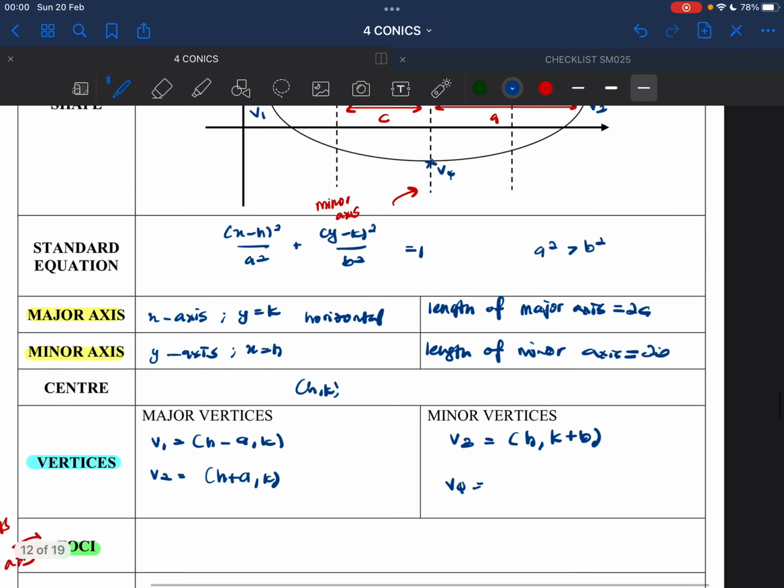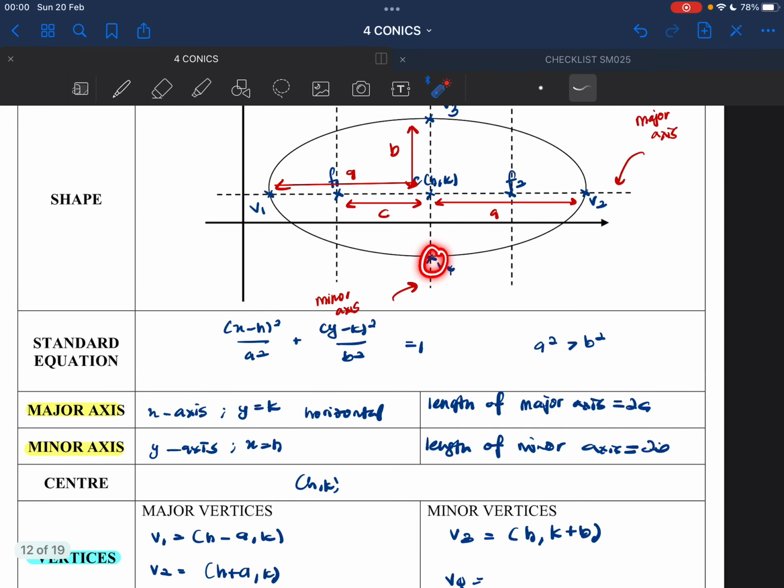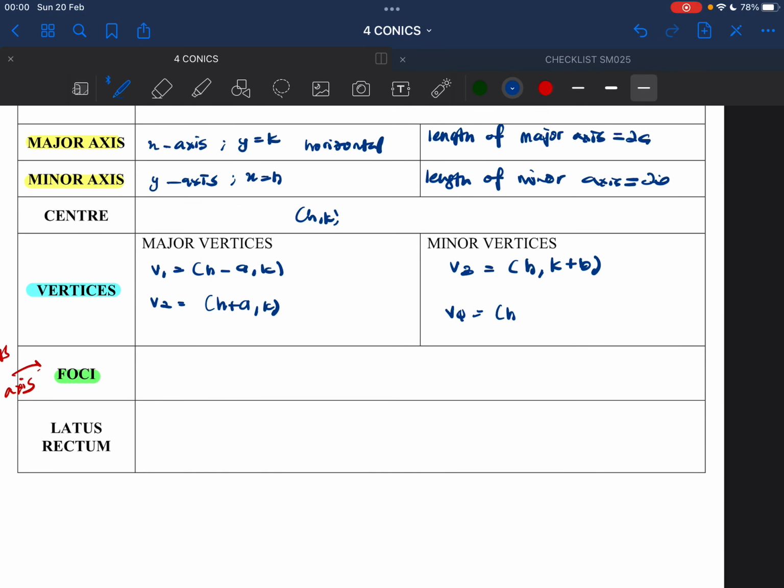And the last vertex here is v4. The x coordinate didn't change, h. So here we have k, the distance is b, so below the center, that means you have to plus minus by b. So here will be h, k minus b. All these things, make sure you know how to find the foci and the major vertex.